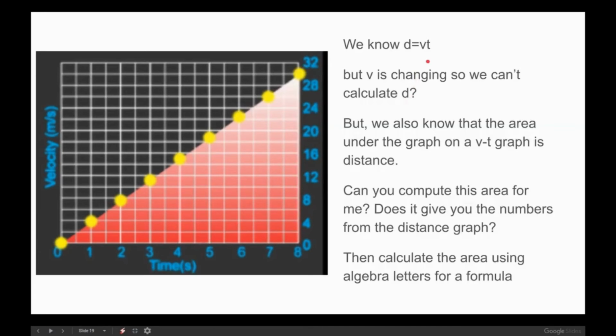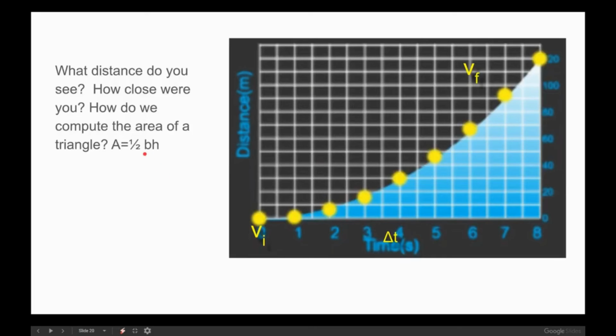We know that distance is v times t, but v is changing, so we can't calculate a distance from this. But remember, we know the area under this graph is distance, because it's speed times time. Now, do you guys know how to calculate the area of a triangle? I think you might. Why don't you try it in your head right now? What's the formula for a triangle's area? It's 1/2 base times height.